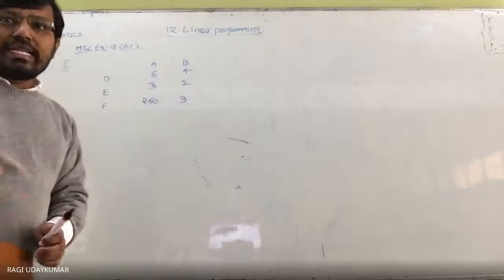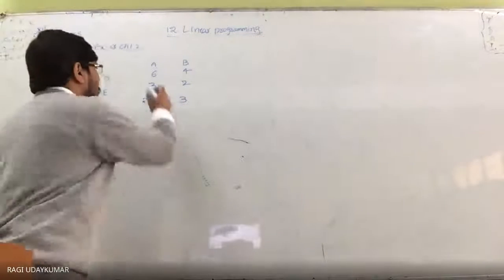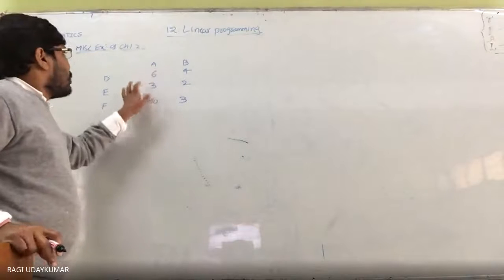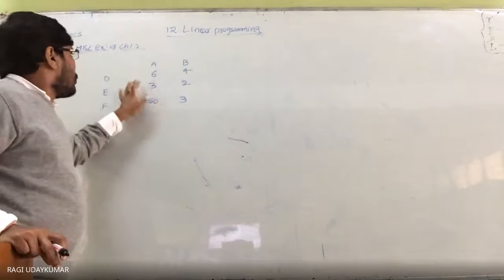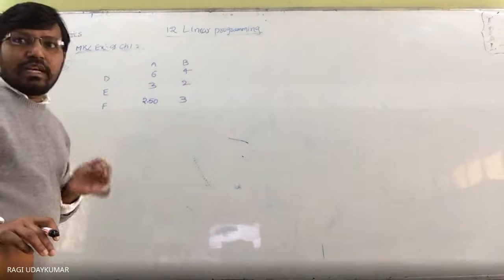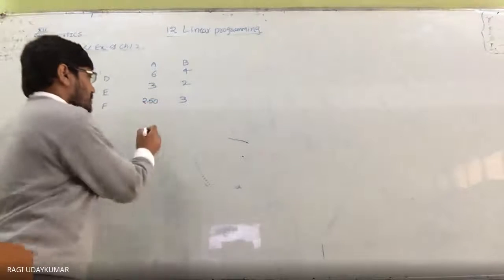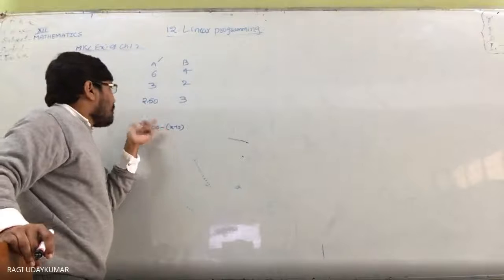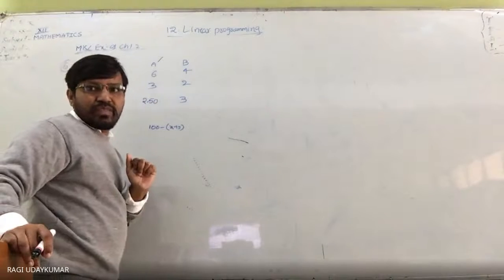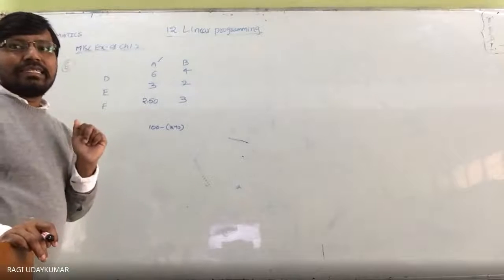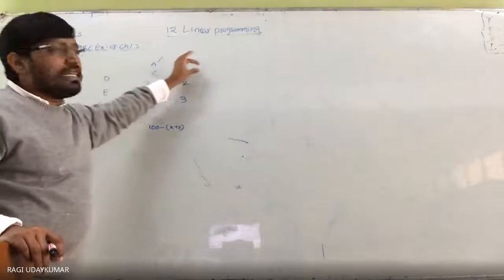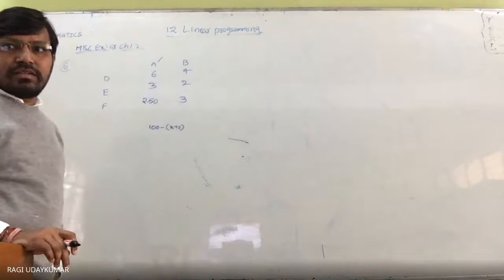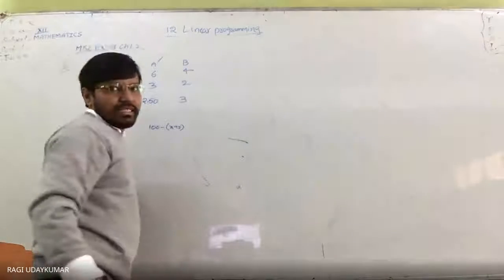Let us assume that godown A supplies x quintals to D and y quintals to E. Then automatically it will supply 100 minus (x plus y) to F, as the capacity of godown A is 100. The requirement of shop D is 60 quintals; shop D needs exactly 60 quintals. So if x quintals came from A, then 60 minus x will come from B.